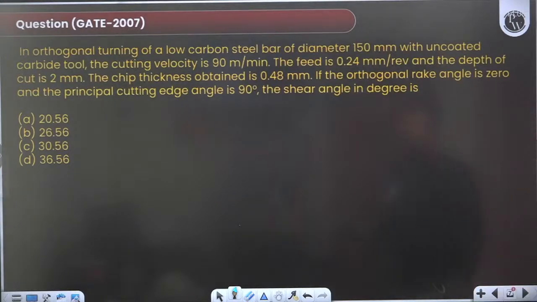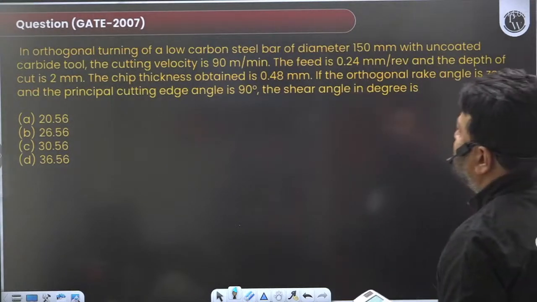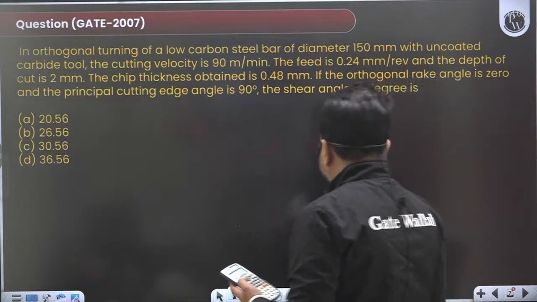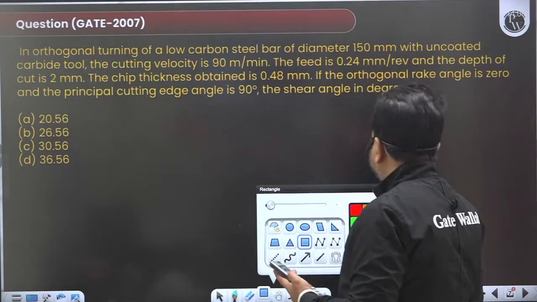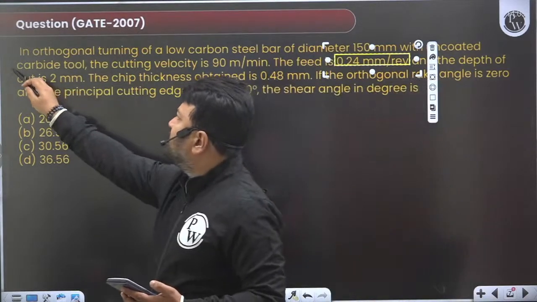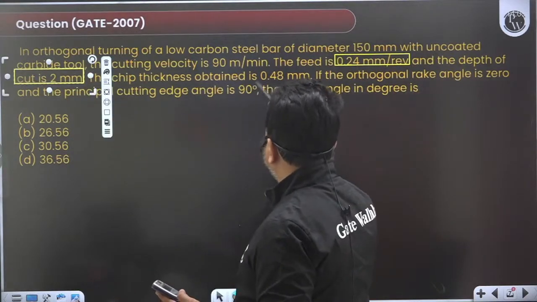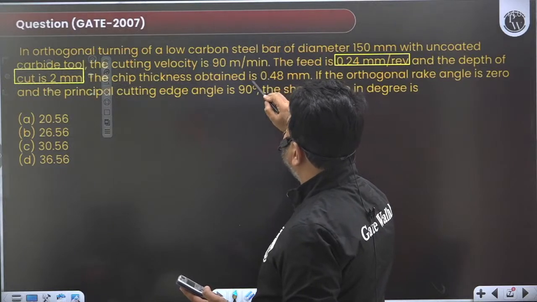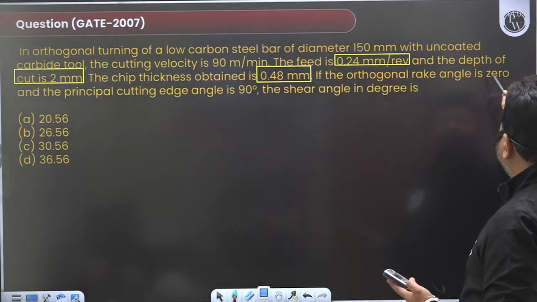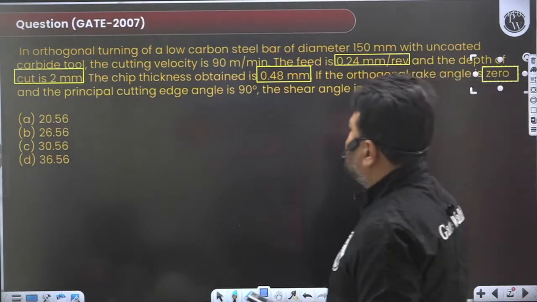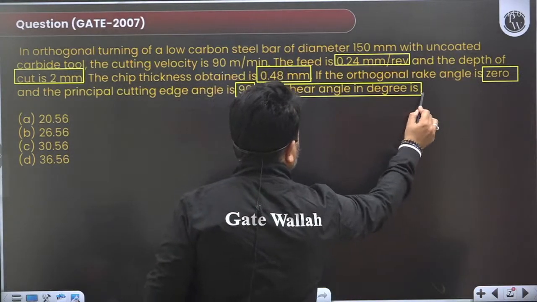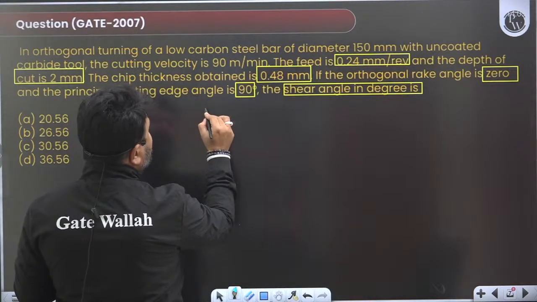In orthogonal turning of a low carbon steel of a given diameter, uncoated, the cutting velocity and the feed are given, and the depth of cut is 2 mm. The chip thickness obtained is 0.48. If the orthogonal rake angle is 0 and the primary cutting edge angle is 90 degree, find the shear angle in degree. So turning is a process.